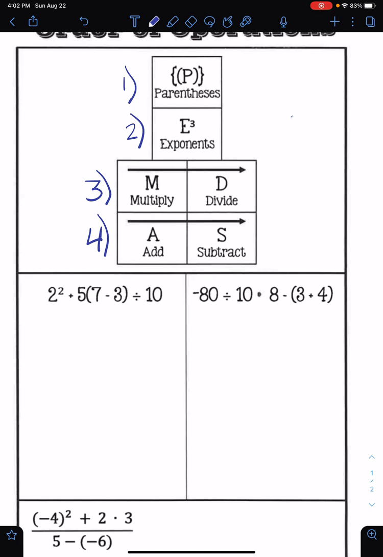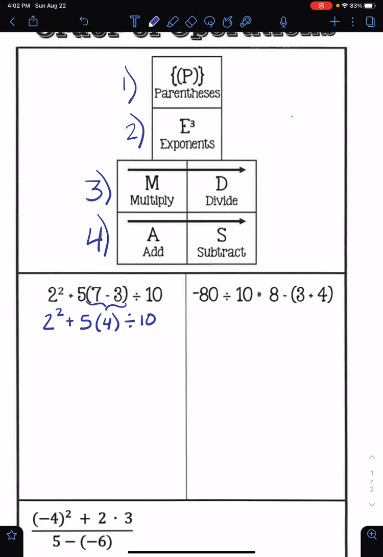So let's try this first example here. We have 2 squared plus 5 times the quantity 7 minus 3, divided by 10. So first we're going to check for parentheses, and we see them right here. So 7 minus 3 is 4. That's the only thing I'm going to do for this next line. So everything else I'm just going to copy down. I know that it takes longer and takes up more space when you only do one operation per line, but you're more likely to get it right because you're going slow and being careful and showing all of your work.